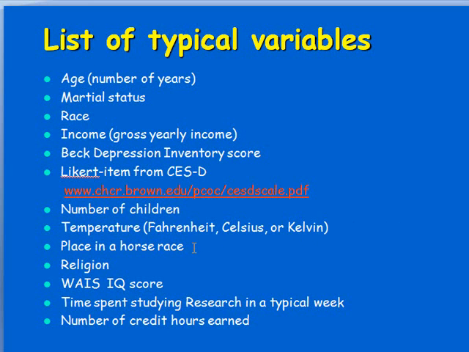Places in a horse race. That's ordinal. They're in an order, but the intervals aren't necessarily equal. Religion, nominal. Catholic not greater than Protestant, Protestant not greater than Islam. The Wechsler IQ score, I think I'm saying that right, but any type of standardized scale is what? As I mentioned earlier, is interval.